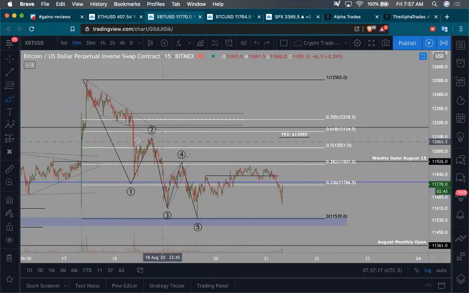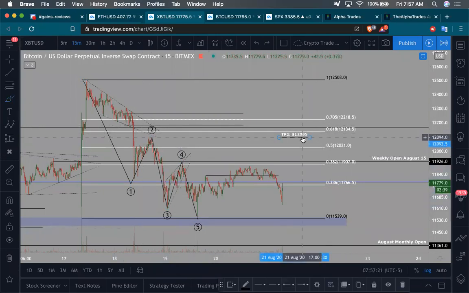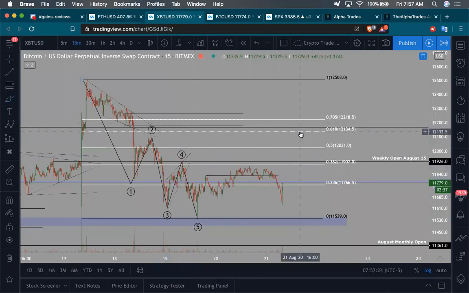So this area right here that I'm watching, the 618 fib, I think that might be the area which we also want to watch, which is around $12,150.